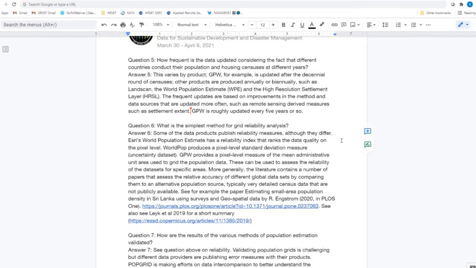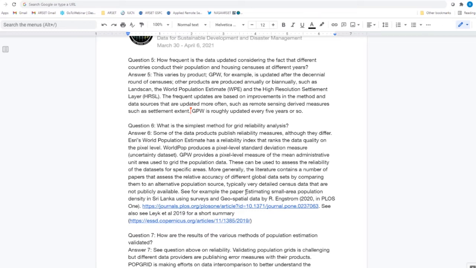Great. Yeah, that was a great question. I'm sure a lot of people had this same sort of question. So thank you for explaining that. And this kind of goes into what you were discussing in question 4 about reliability. What is the simplest method for grid reliability analysis?